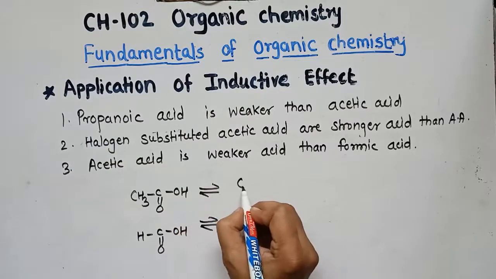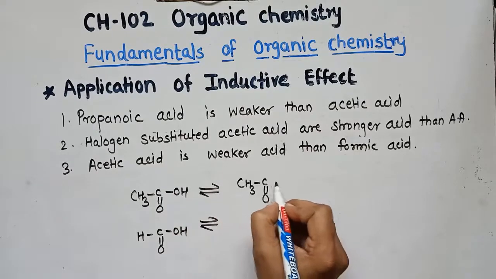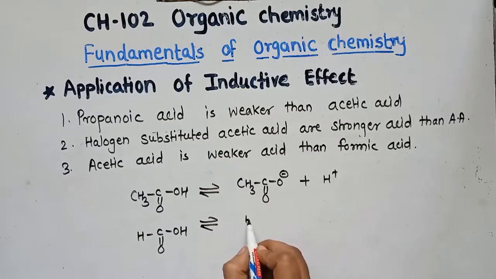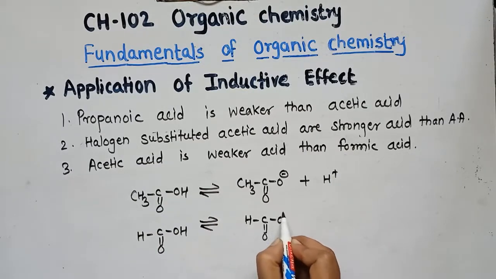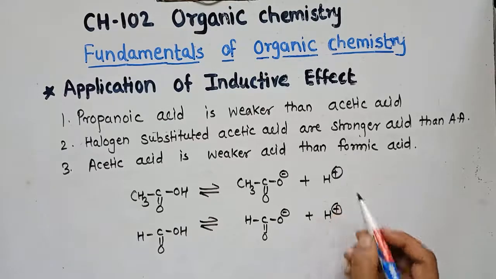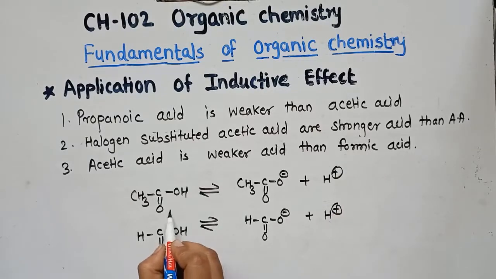On dissociation it gives CH3 C double bond O, O minus. This conjugate base is formed and H plus is released. So what happened here? The pK is 4.76 while the pK is 3.77. By observing the pK value we can easily judge that the smaller the pK, the stronger is the acid. So here this value is small, hence formic acid is a stronger acid.